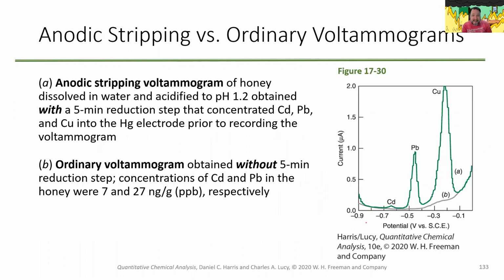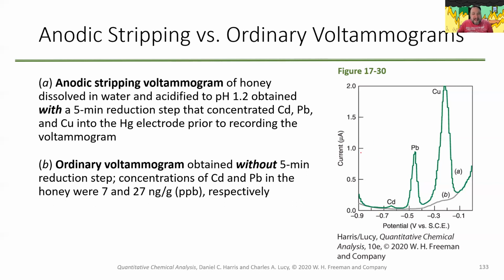So here is an example where you've got an anodic stripping voltammogram of honey dissolved in water, and then I acidified to a pH of 1.2. And this is obtained with a 5-minute reduction step. And I've concentrated cadmium, lead, and copper onto a mercury electrode prior to recording the voltammogram. So what they did was this. They got themselves some honey and then they dissolved it.